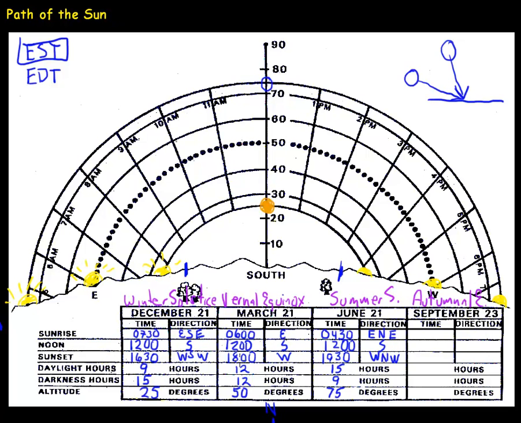Okay, September 23rd, times are exactly, directions are exactly, hours and degrees exactly like they were in March. Sun's going to rise at 0600. It's going to move at 12 noon, 1200 hours. It's going to rise directly out of the east. It's going to be in the southern sky at noon. It's going to set 1800 hours directly to the west, and once again providing the entire planet 12 hours of sunlight, 12 hours of darkness, and once again it's going to be at about 50 degrees.